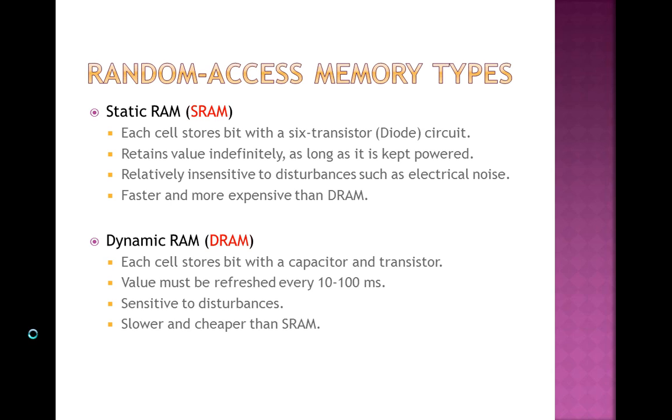Then dynamic RAM. This says each cell stores a bit with a capacitor and a transistor. So there is no limit on whether 6 transistors or 5 transistors are used, but this says it has a capacitor as well as a transistor. Value must be refreshed every 10 to 100 milliseconds. So in static RAM, the data is retained indefinitely, that is, until the power is turned off. But in this, the value must be refreshed every 10 to 100 milliseconds. Then it is sensitive to disturbances, that is, the external environment. Then it is slower, it means dynamic RAM is slower and cheaper than the static RAM.